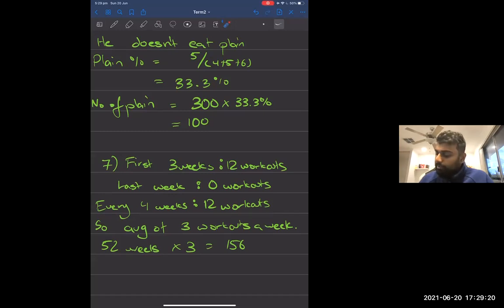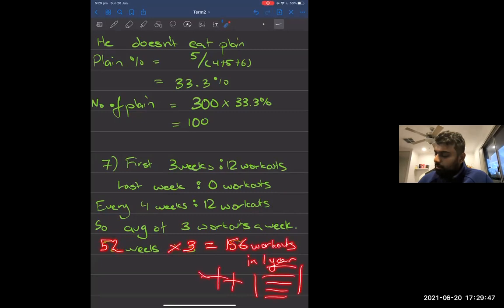So if he works out 12 times every 4 weeks, every 1 week he'll work out 3 times. Do you guys understand? That's an average. And there's 52 weeks in a year. So you do 52 times 3, and that'll get you 156 workouts in 1 year. Do you guys understand? Prakash? All good, Prakash?